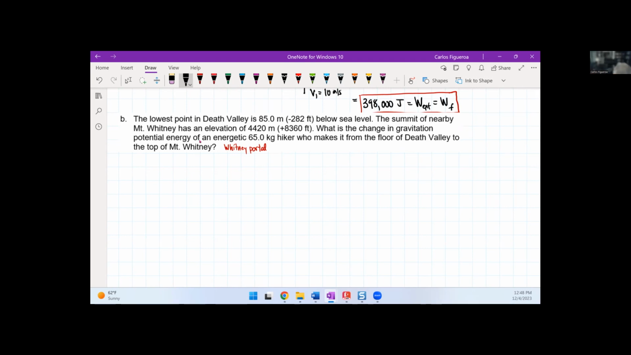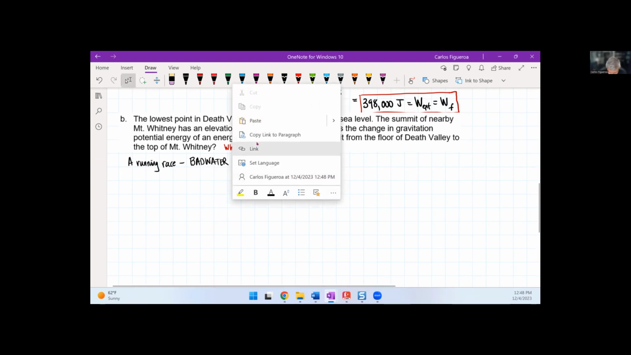So this is actually a running race. It's an ultra marathon, and it's called the Badwater Marathon. So it's the Badwater Race, and the Badwater Race is 135 miles. And the crazy thing is that when you look at the profile of the race, it looks something like this.